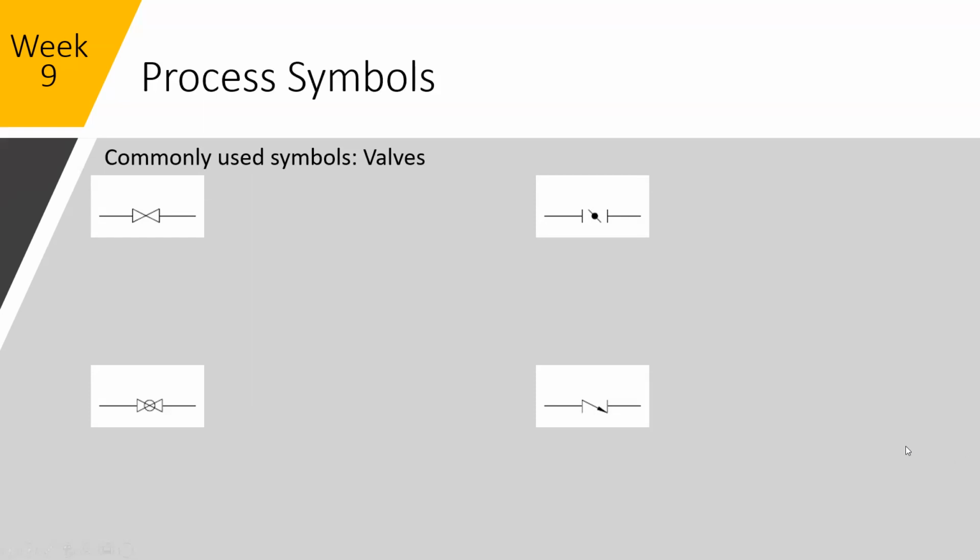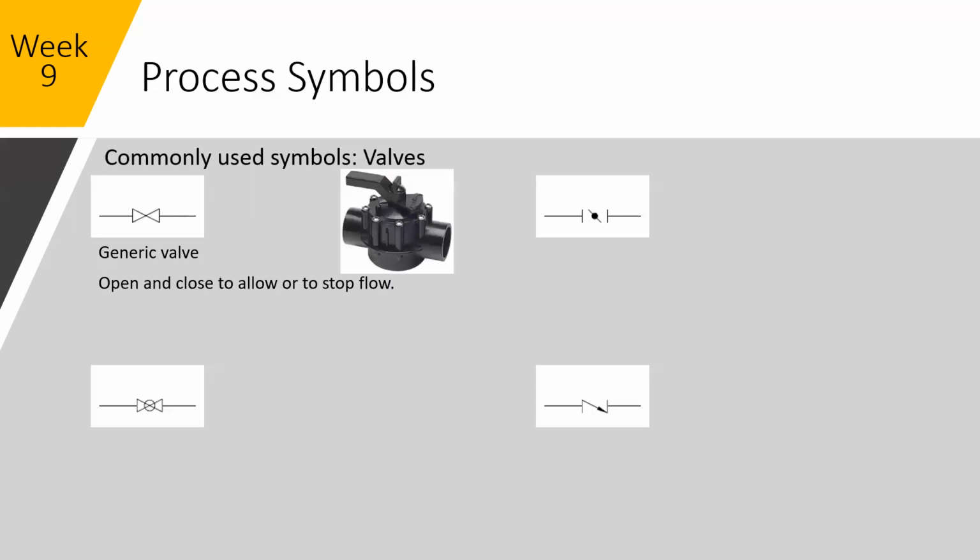So here are some common valve symbols that you could see, and again, this is by no means exhaustive. The first here is a generic valve: two triangles that meet in the center, which opens or closes to allow or stop flow.